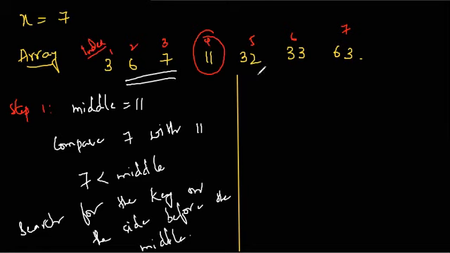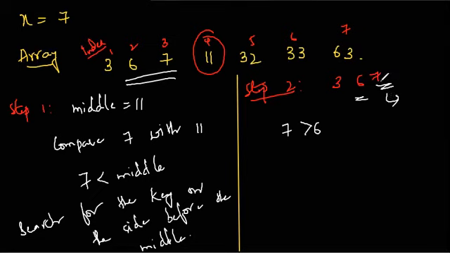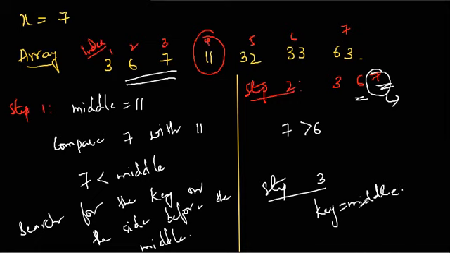Then the next step, step 2: our array is now only confined to 3, 6, 7. Again, what is the middle element? 6. So 7 is greater than 6, so we are supposed to search the part of the array after the middle element, the right side. In step 3, we will see that key is equal to middle, and we mention that 7 is the third element in the array. So this can also be shown with another example.